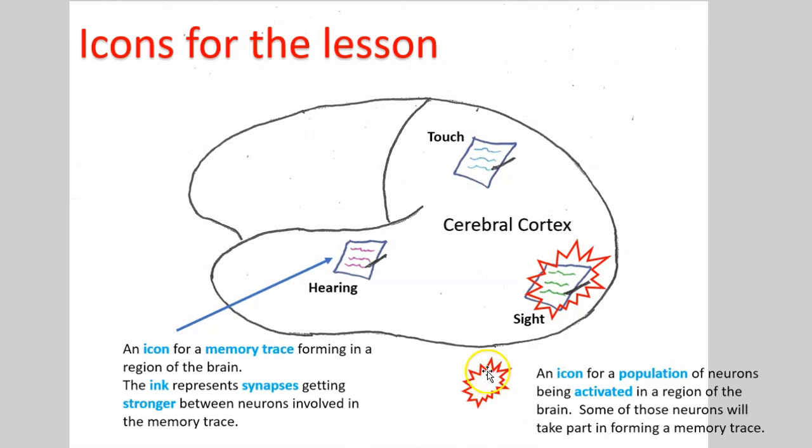The red patch here is going to be an icon for a population of neurons being activated in a region of the brain. In this case, the visual cortex is being activated, but not the touch or the hearing cortex. Now, some of those neurons will go on to take part in forming a memory trace. And for a memory trace, we're going to have a different icon, and that's the paper with the pen applying ink. So that'll be an icon for a memory trace forming in a certain location in the brain, and the ink represents synapses getting stronger between neurons involved in the memory trace.